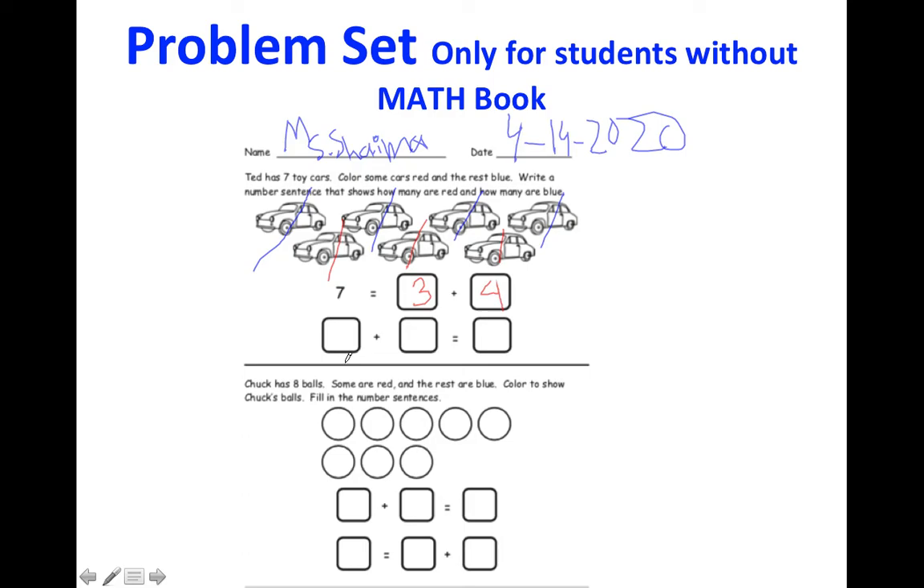The next number sentence goes blank plus blank equals blank. Make sure you're putting the whole in the correct box and then the parts are in the correct box. You can do this one and this one by yourself.